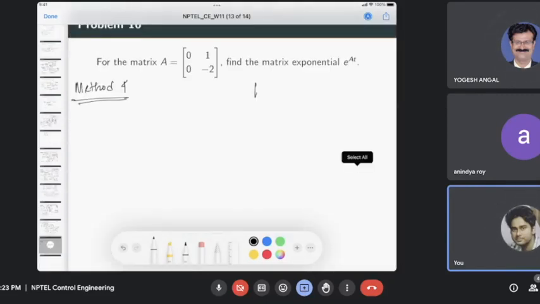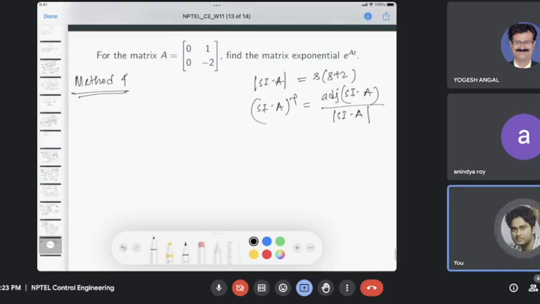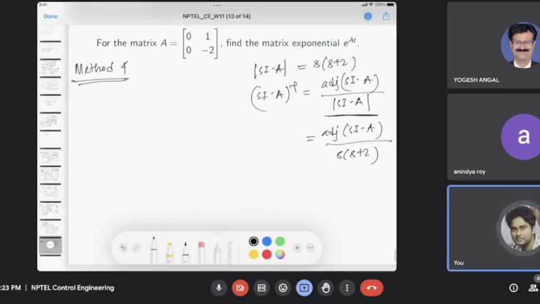So si minus a, we obtain this s plus 2, right? So when we take this si minus a inverse, we know that it is the adjoint of si minus a divided by the determinant of si minus a. We see that in the denominator we have this determinant, so it will be some form of this. For this case it will be s plus 2, and the above term we can always factorize, so it will be a matrix with some terms in it.